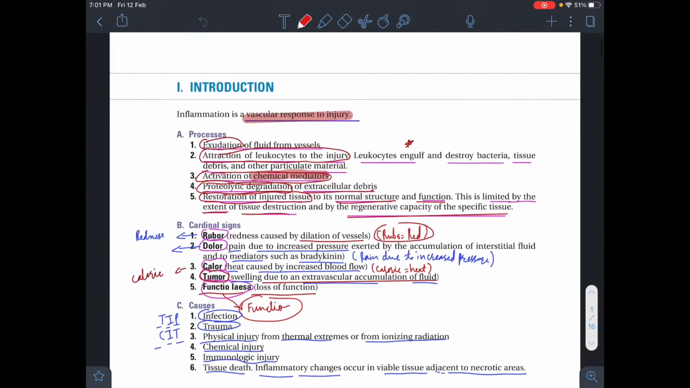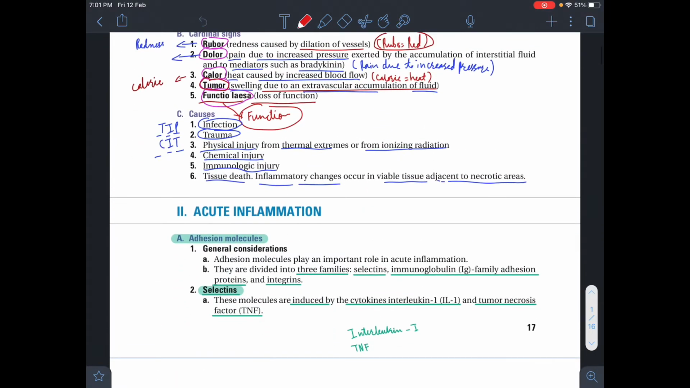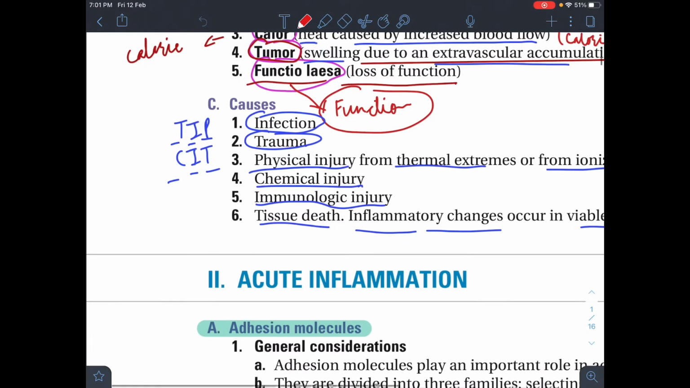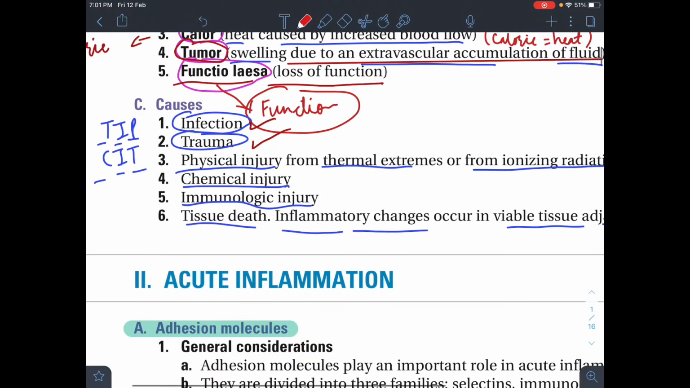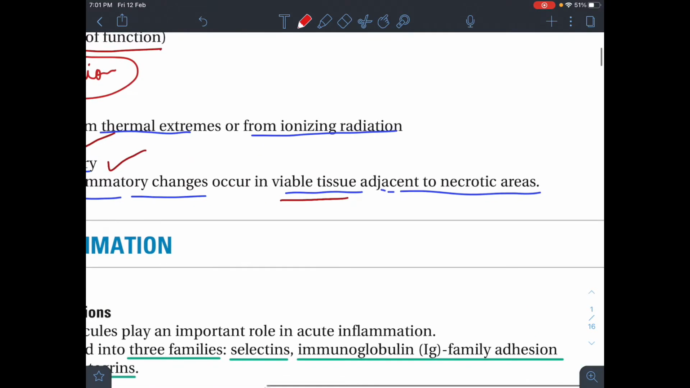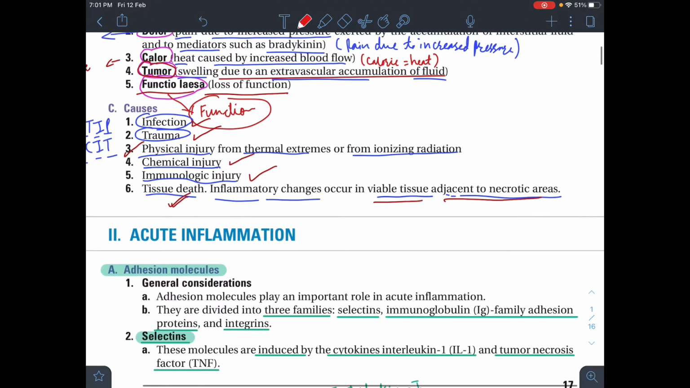And now, the causes of inflammation: infection, trauma, physical injury, chemical injury, immunologic injury, tissue death. Inflammatory changes occur in viable tissue adjacent to necrotic areas.